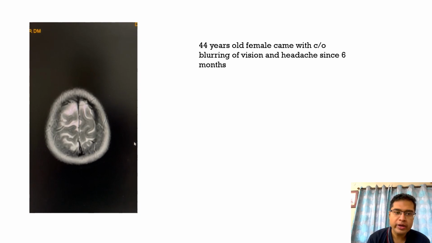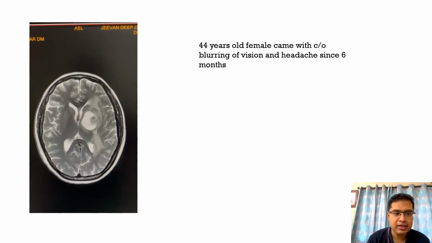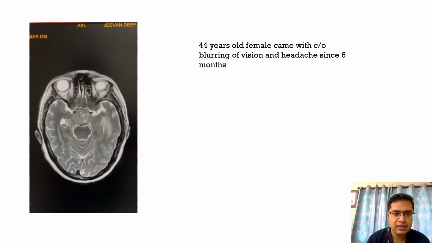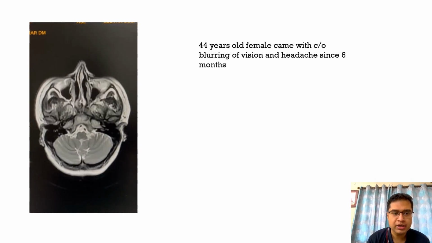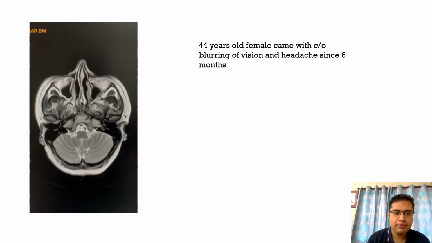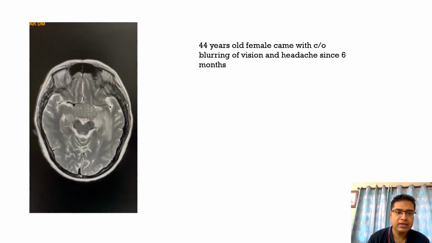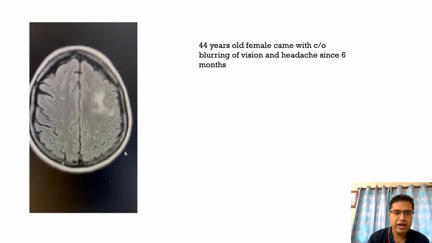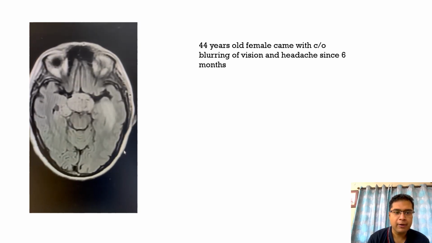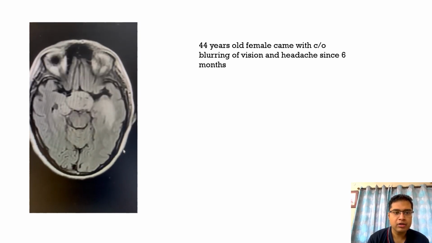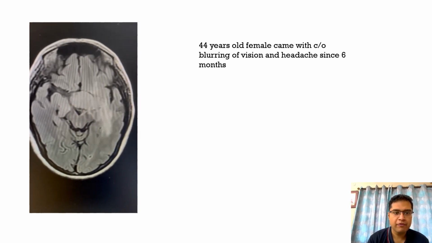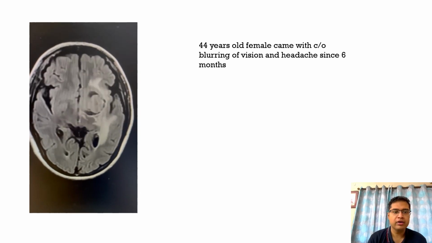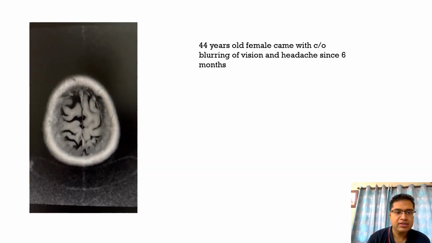These are the T2 weighted images, axial section, where we can see that there is a heterogeneous lesion in the bilateral temporal region and the sellar region, and there is some edema in the adjacent white matter. These are the FLAIR images where we can see that there is extensive edema in the left cerebral white matter causing effacement of the left frontal horn of the left lateral ventricle, and we can see this lesion.